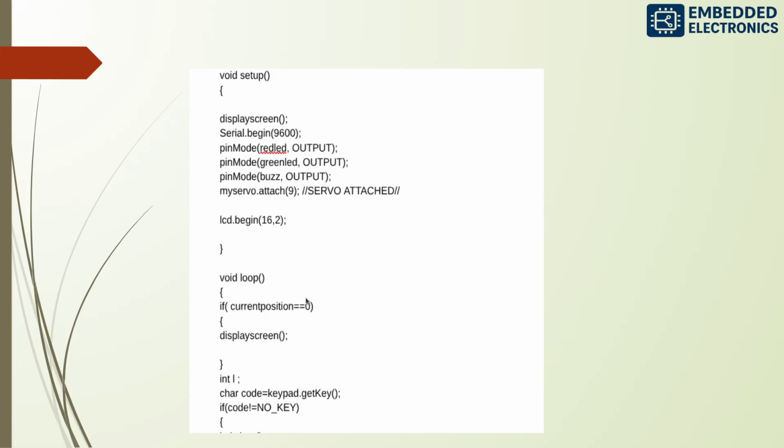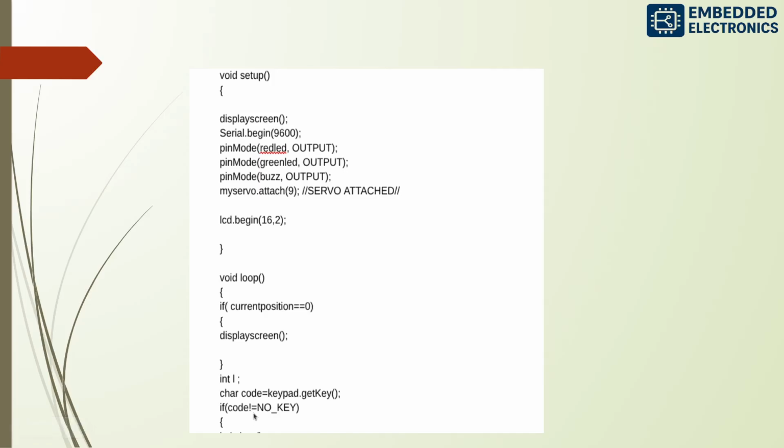Next is the loop function. This is the main loop. If current position is 0, then the display screen function will be executed. Next, code equals keypad dot get key. So the Arduino constantly checks the keypad dot get key function, whether the key you press matches the digits or not.